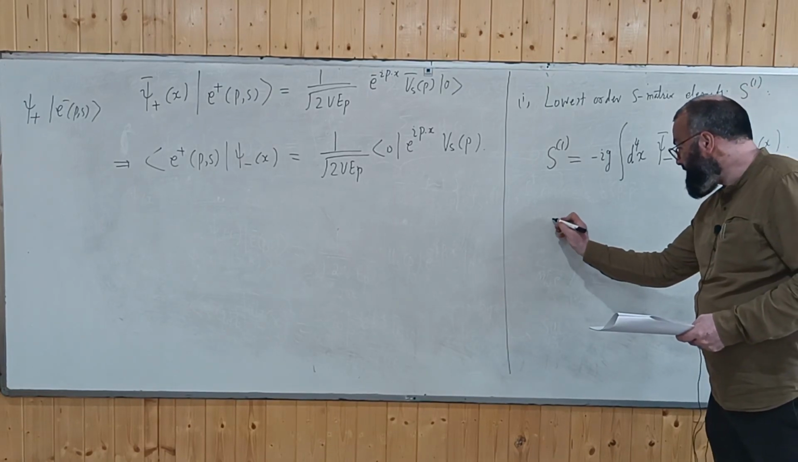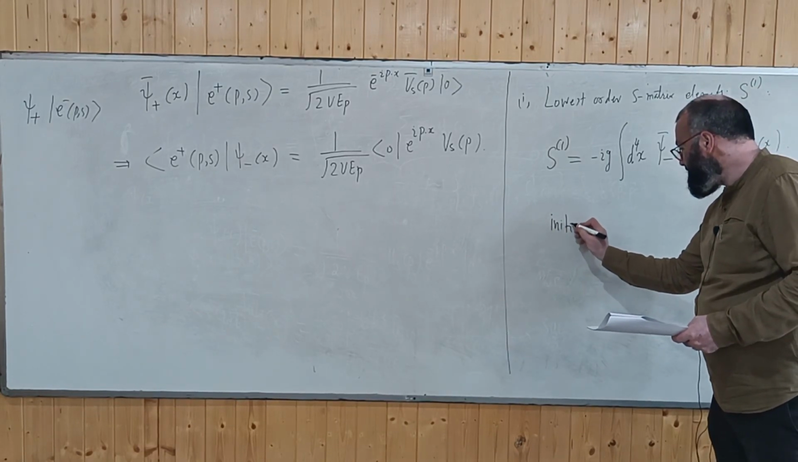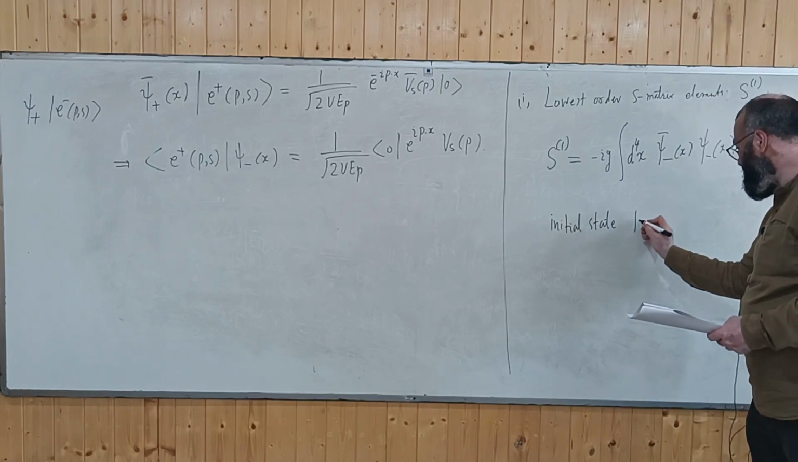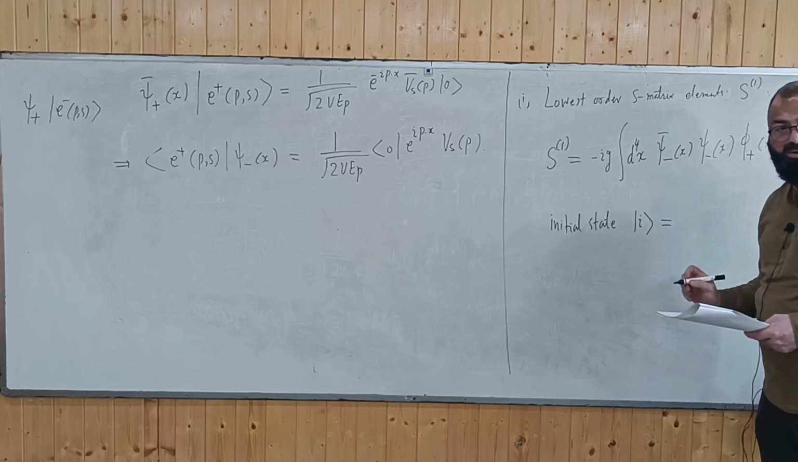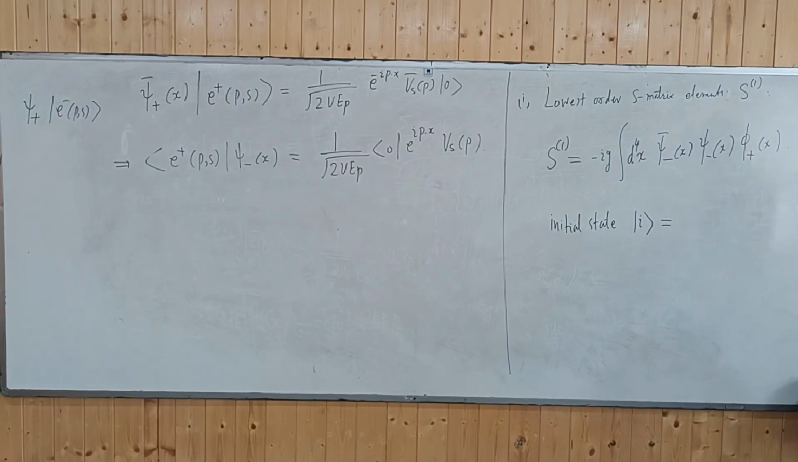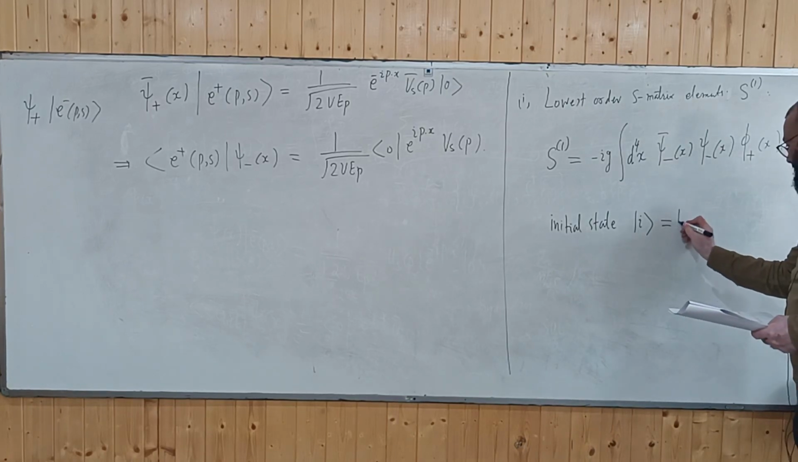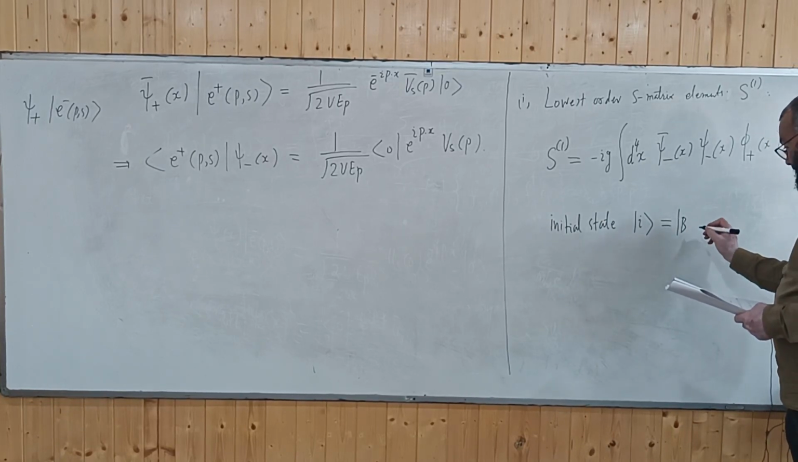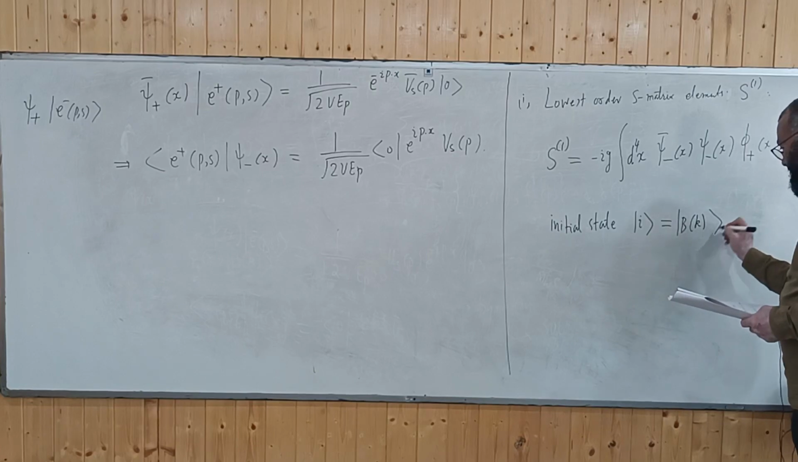So now let's define our initial state. What is our initial state? Let's write the initial state as I. That means the state which is decaying. What is that? The scalar boson. So let me write it as B_k, carrying the momentum k.